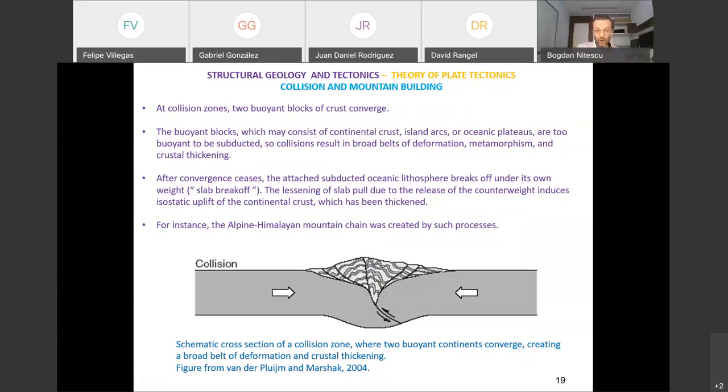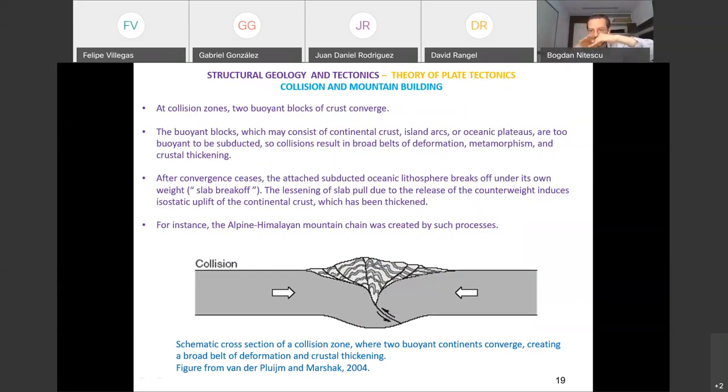You have all these pieces that have been added in time to the continent. All right, so what happens is, when you have the collision of these buoyant blocks, you cannot have subduction anymore. So at some point, because the subduction cannot proceed, the convergence ceases. Of course, you must have some reorganization of the stresses and something else that must happen elsewhere. But in this place, let's say this is an island arc and this is a subducted lithosphere, and here is a continent. So it goes like this and like this, and now it plugs, it cannot go farther.